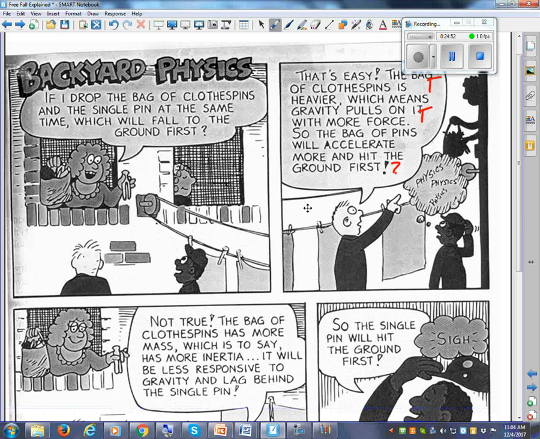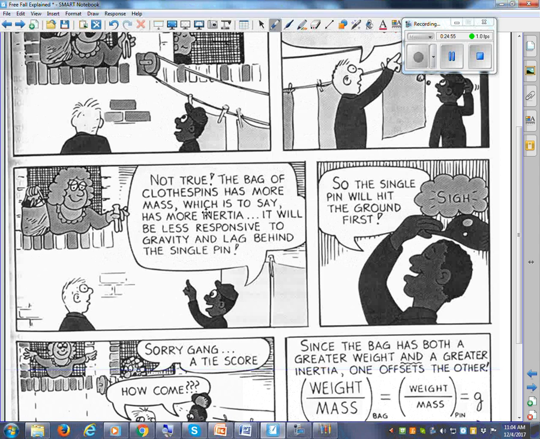The other kid says, not true, the bag of clothespins has more mass. Is that true? Yes, which is to say has more inertia. More mass, more inertia? Yeah. That is true. It will be less responsive to gravity and lag behind the single pin. Just like it's really hard for a train or a big semi to get up to speed, big mass, big inertia, really hard to get up to speed. He's saying that the big thing will just kind of hang in the air before falling. He says the single pin will hit the ground first. So, first part is true, second part is true, we're not sure about the third part.